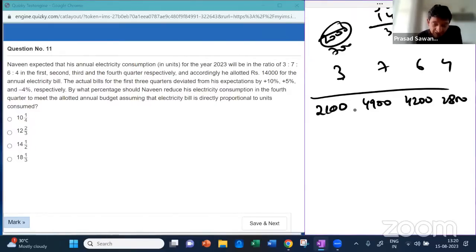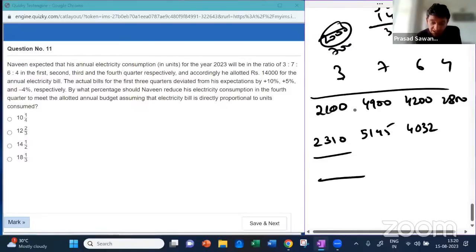ठीक है, अब यहाँ पे 10% से बढ़ गया, so 2,310. I am assuming 4,900 plus 5%, right? 5% is 49 पैसा कितना होता है? 245 I think. So 5,145 and 4% से कम हो गया, मतलब कितना हो गया? 168. So 4032, 168 से 8 fell down.